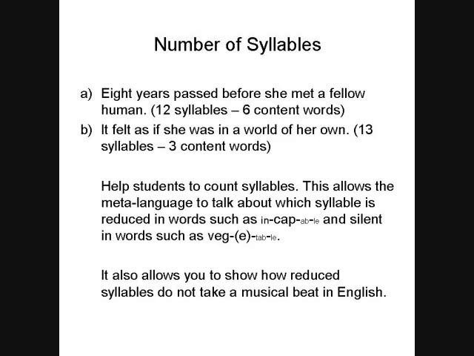So I help students to learn how to count syllables, and this allows us to have the meta-language to talk about which syllable is reduced. For example, in words such as incapable, I can tell the students stress the second syllable and reduce the other syllables. And if we have a silent syllable in a word such as vegetable, I can say that most native speakers of Canadian English completely remove the second syllable, which is in writing but not in spoken English. And it also allows us to talk about how reduced syllables don't take a musical beat in English when we're talking about the rhythm of English and the timing of English.